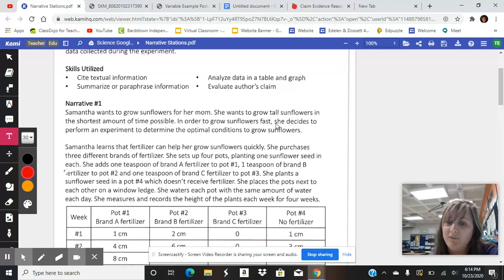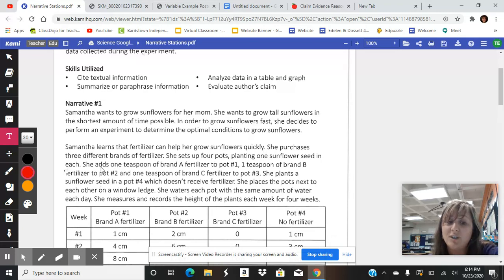In order to grow sunflowers fast, she decides to perform an experiment to determine the optimal conditions to grow sunflowers. So here's what she does. Samantha learns that fertilizer can help her grow sunflowers quickly, and that's what people use on their grass to make it grow quicker, or even their plants.